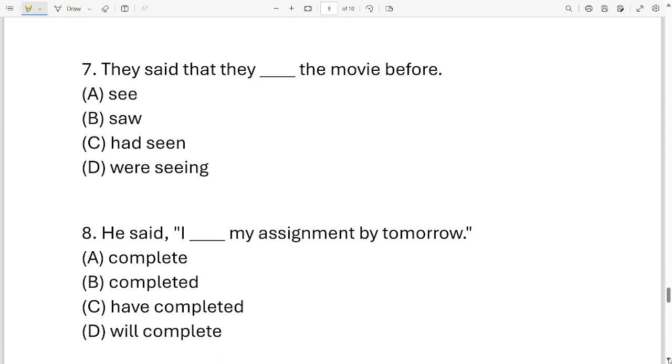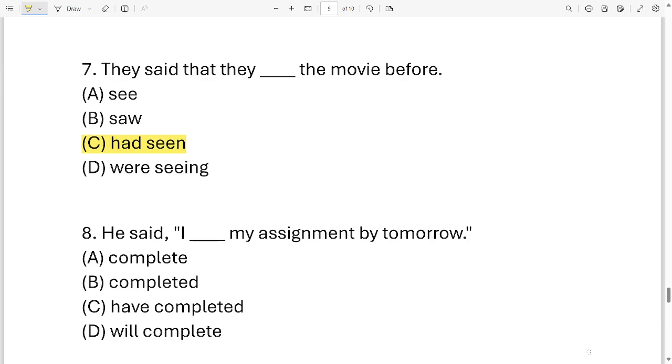They said that they dash the movie before. Options are see, saw, have seen, were seeing. These are the four options. Which one is correct? It is option C. They said that they had seen the movie before.